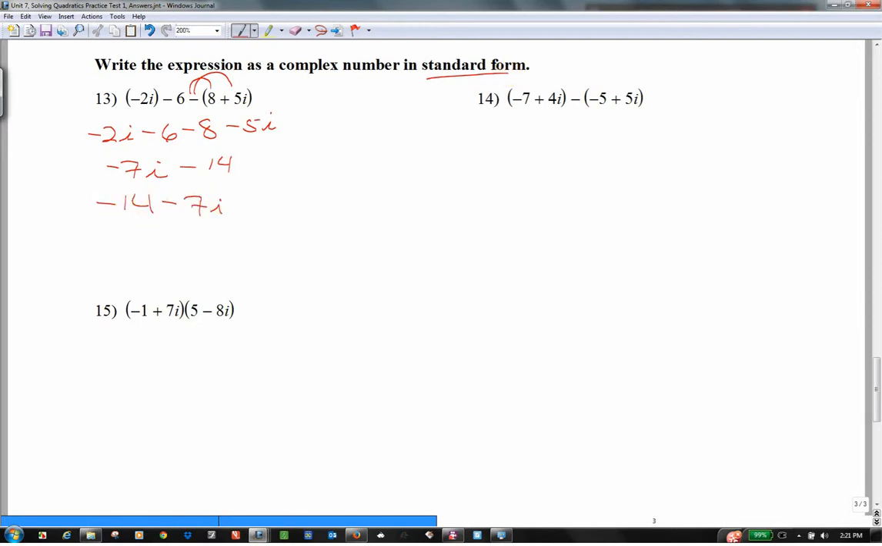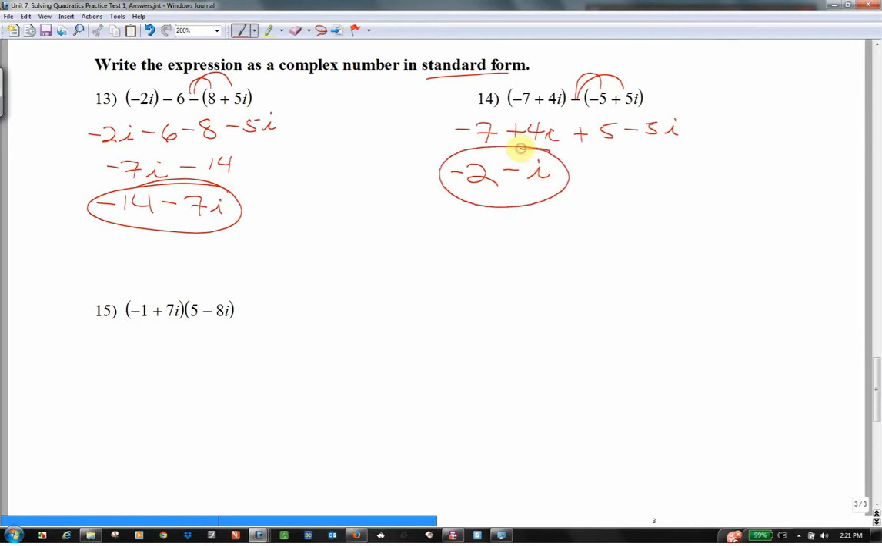The next one is also a subtraction. There's no multiplication involved. It's going to be negative 7 plus 4i. Now I'm going to distribute that negative in. That's going to be plus 5, and distribute the negative to the other term, minus 5i. So this time, so I don't have to write another step, I'm going to do the numbers first. Negative 7 plus 5 is negative 2. I've got 4i minus 5i, so that's minus 1i, and that is already in standard form.